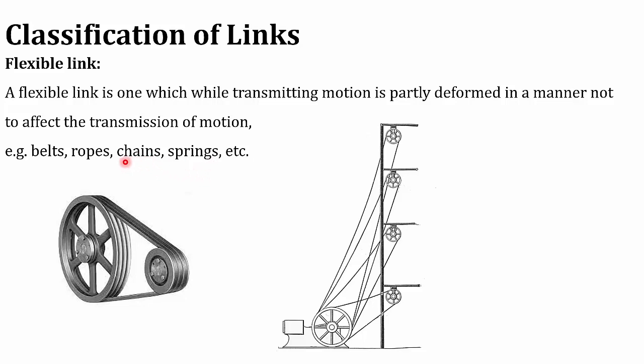Okay, but while transmitting the motion in between your two sockets, you cannot move the chain. Then your springs. Okay, so this is a rope drive. Here the rope is connected between four smaller pulleys and one bigger pulley. Actually the rope will bend and oscillate, but while transmitting the motion, the rope will not bend and it will transmit the motion directly to the smaller shaft. So this is called a flexible member, but that deformation produced by the member will not affect the transmission of the motion. That is why it is called a flexible link.